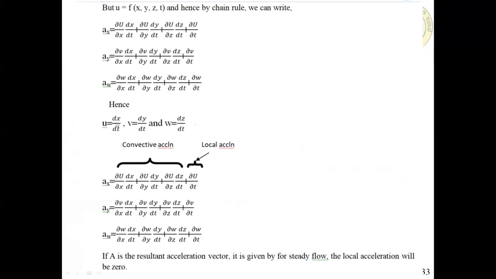Here, we know u is equal to dx by dt, v is equal to dy by dt and w is equal to dz by dt. In the above expression, the last term, that is the time term, du by dt, dv by dt and dw by dt, is called local acceleration. The remaining terms are called convective acceleration.